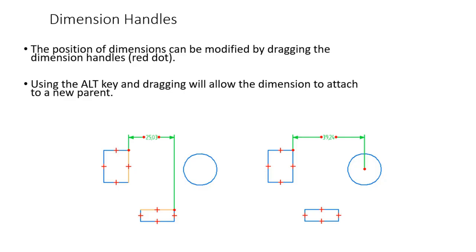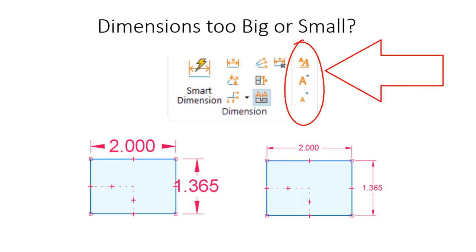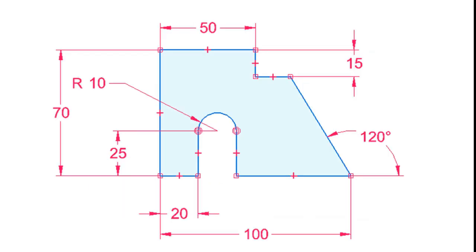You can modify all these dimension handles. If the dimensions get in the way, you can just double click or click on the arrows and flip them to the opposite side. Too big or too small, you can adjust those. Now, go ahead and draw this sketch as shown to experiment with some of those dimensions we just showed.